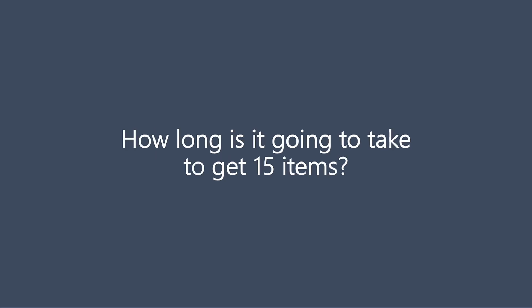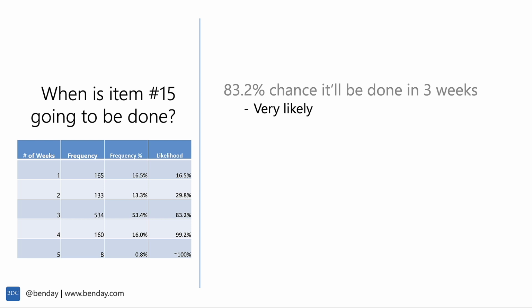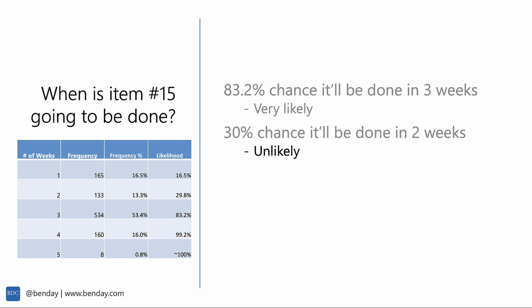So back to that question, when are we going to get item O? Or how long is it going to take us to get 15 items? What we would probably tell our customers or our bosses is that we have an 83.2% chance that it'll be done in 3 weeks. I usually try to figure out what my 80% and 50% levels are, just because it kind of works in people's heads. So 83.2% chance it'll be done in 3 weeks. So that, I'd say, is probably very likely. There's a 30% chance it'll be done in 2 weeks, which is unlikely, but not entirely out of the question.